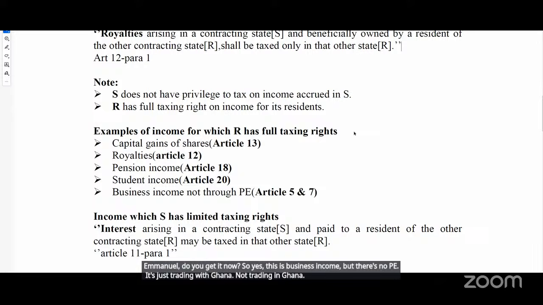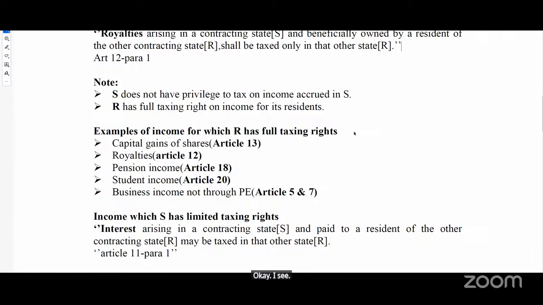Oh, okay. So it's business income, but was it conducted through a PE? No. So according to Article 7, this income I'm getting will be taxable only in that state, that is Ghana, if there's a PE there. So assuming we had an agent who was selling the accounting software, then we'd tax it all in Ghana.